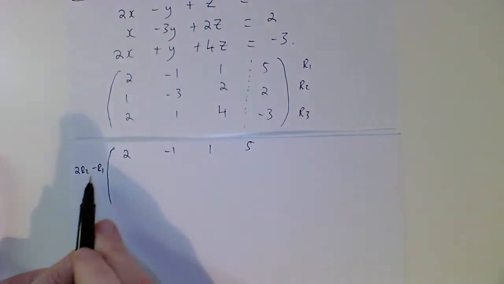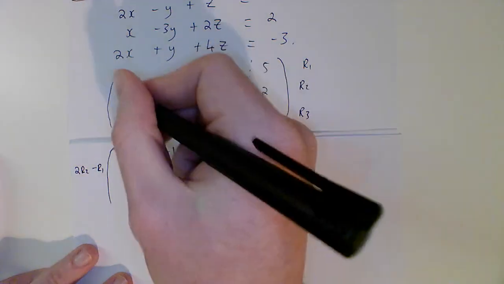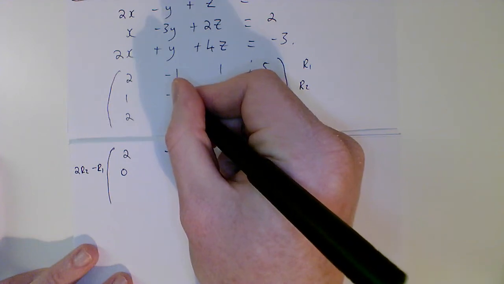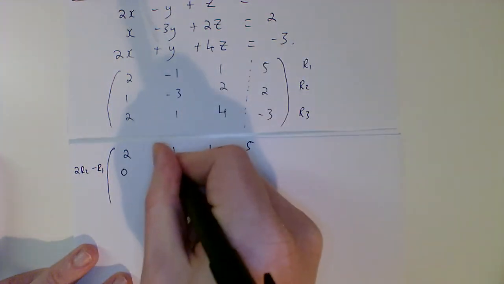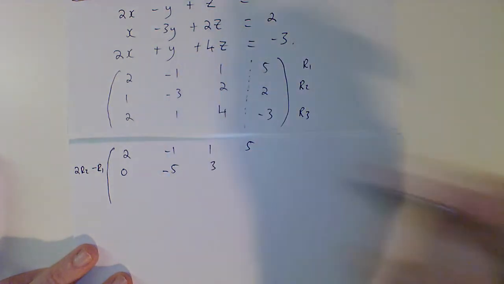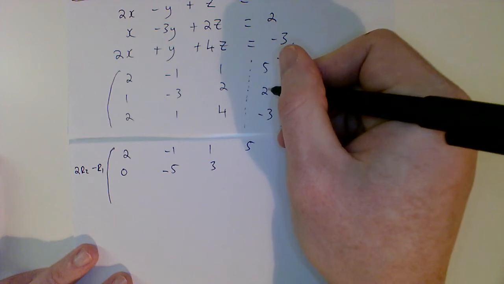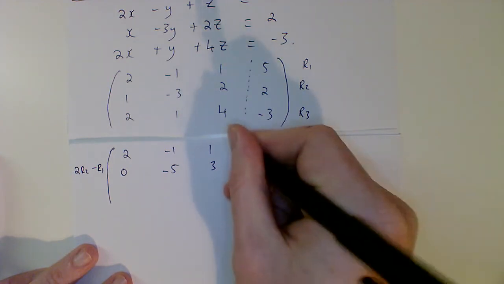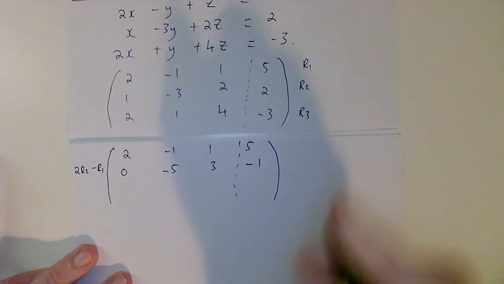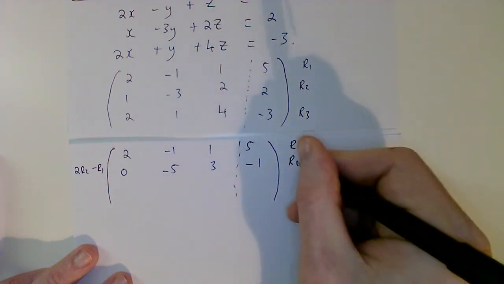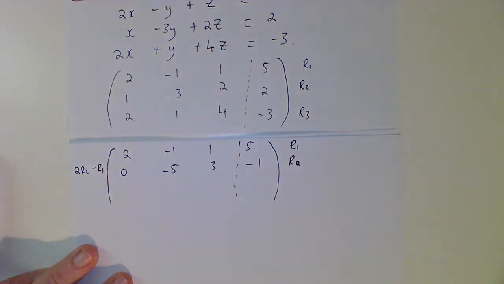Right, so I'm going to do that to everything in this row. So 2 times that, take away that is 0. 2 times that would be negative 6, take away that would be negative 5. 2 times that would be 4, take away 1 would be 3. And 2 multiplied by that is 4, take away that would be negative 1. Okay. Again, row 1, row 2. That's my new row 2.